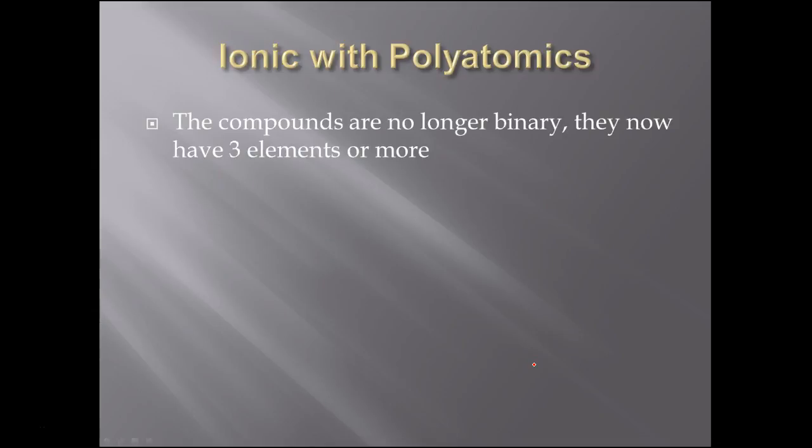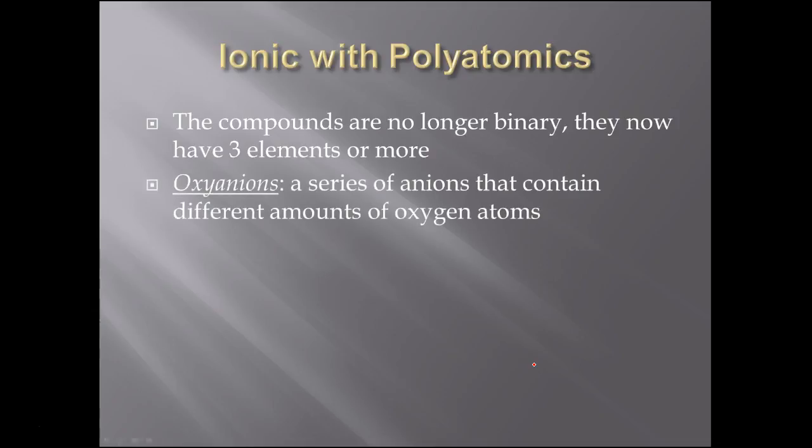Okay, now let's move on to ionic compounds with polyatomics. These are generally the toughest to name because you're going to have to memorize a bunch of different polyatomic ions. These are now going to have 3 elements or more. They're no longer binary. Remember, binary means 2. And now if we have a polyatomic, that means we have multiple elements, more than 2 of them. And this usually occurs when we have oxyanions. And oxyanions are a series of anions that contain different amounts of oxygen atoms.